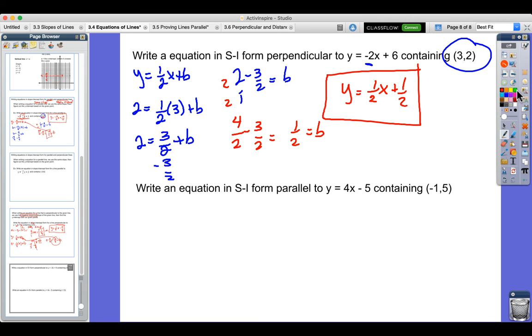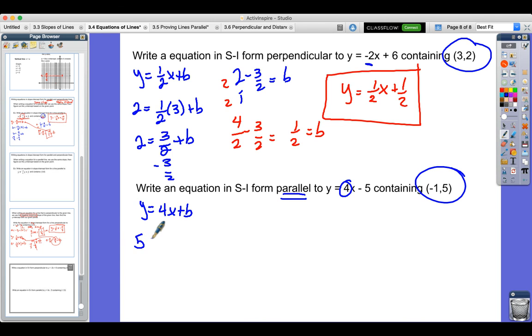All right, same thing down here. Hopefully you paused it and worked it out. So we can go ahead and try this one down here. So it is parallel. So that means we're going to just take that slope as it is. So our new equation will be y equals 4x plus b. We're just going to go through these 2 points. So we're going to substitute those in for now.